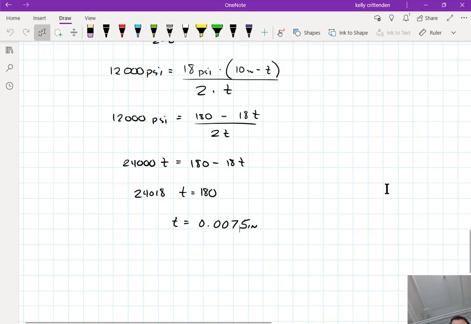Obviously, this would qualify. I guess you should check T over R equals 0.0075 inches over our inner radius, which would be 10 minus 0.0075, so 9.9925 inches. That's clearly smaller than 1 over 10.